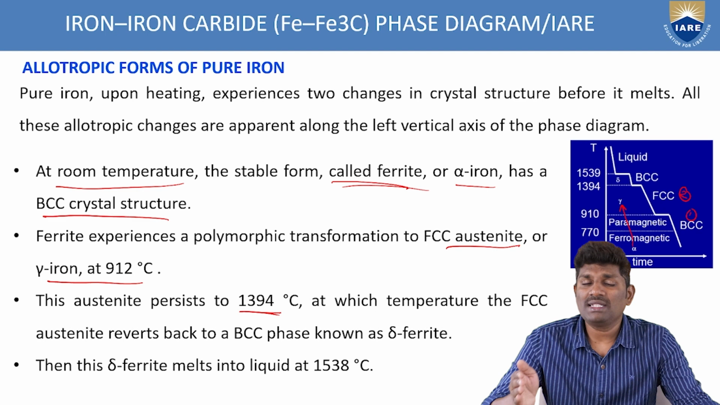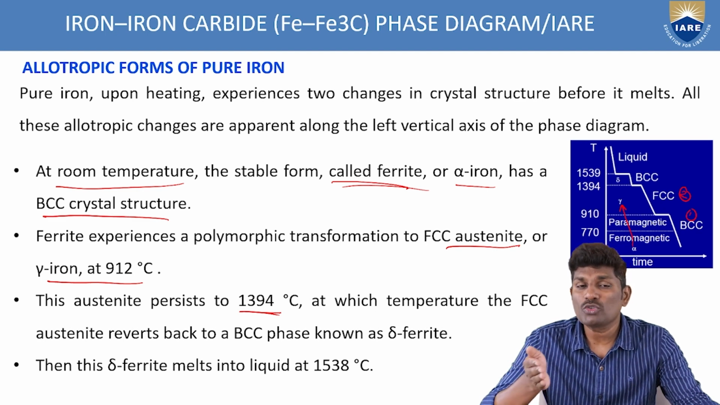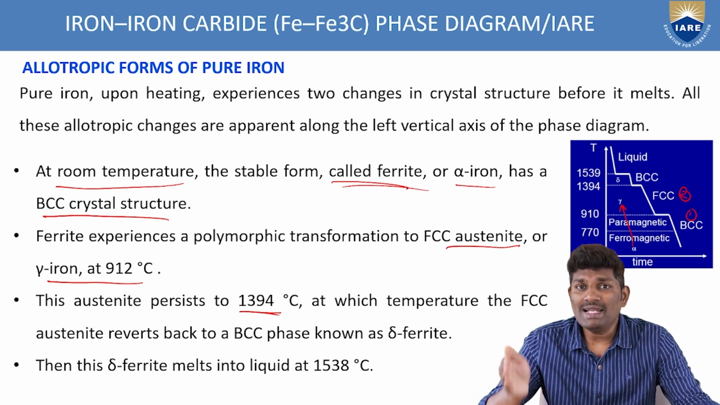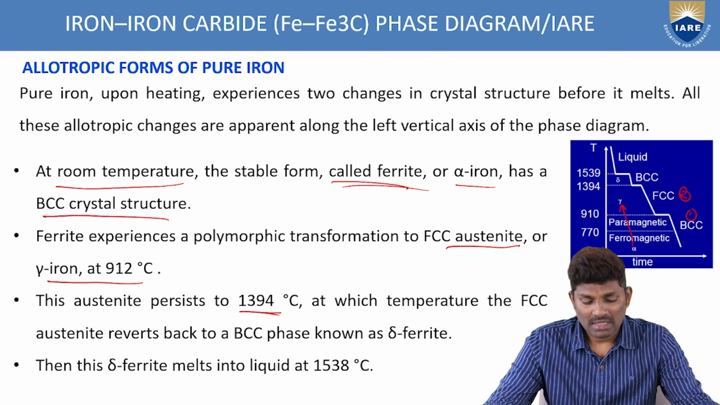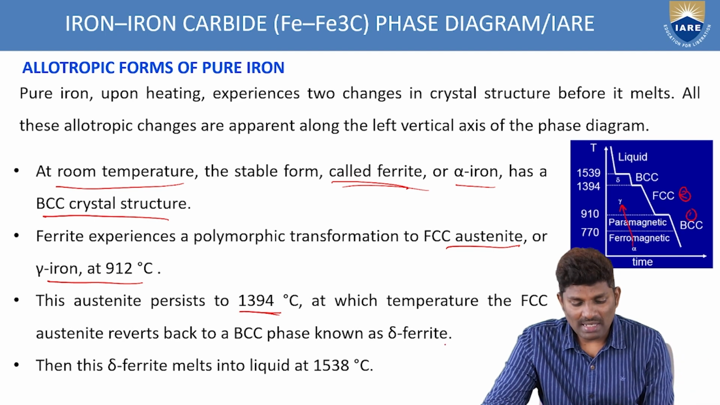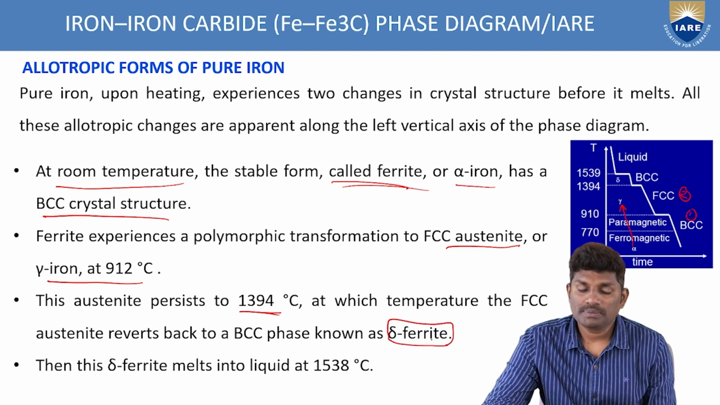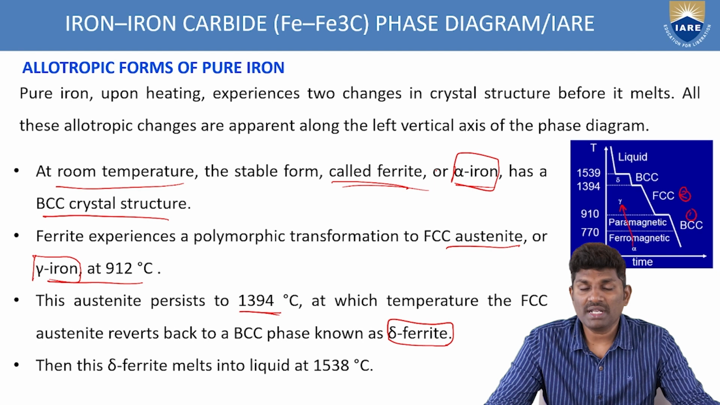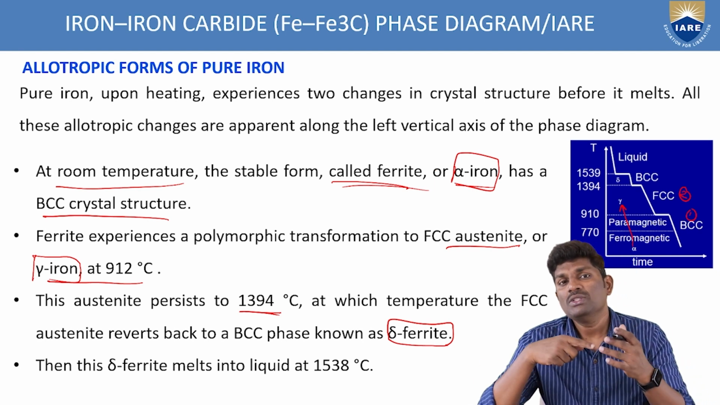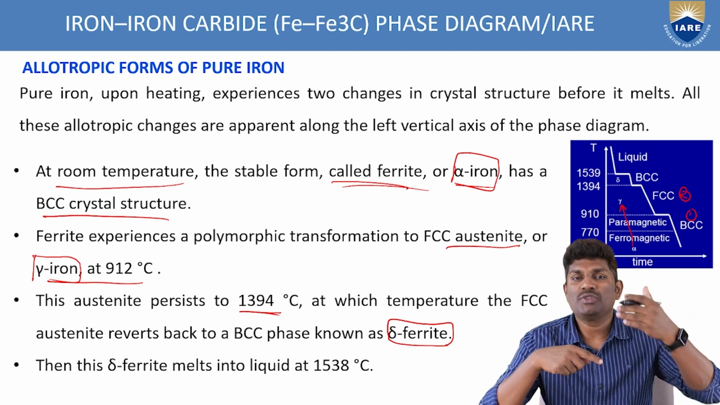After reaching 1394 degrees centigrade, what is happening? Slowly it converts into delta, which is called delta ferrite, at 1394 degrees centigrade, again with the BCC type of crystal structure. So it is a cycle: from BCC to FCC, and again from FCC to BCC.